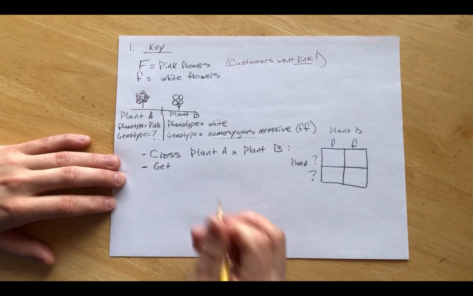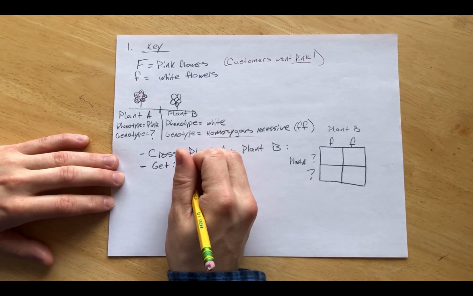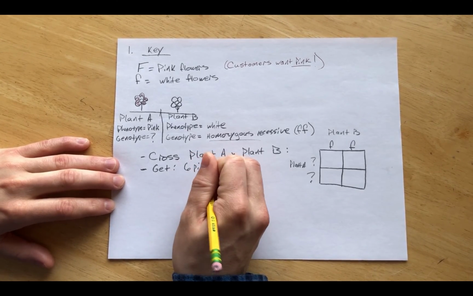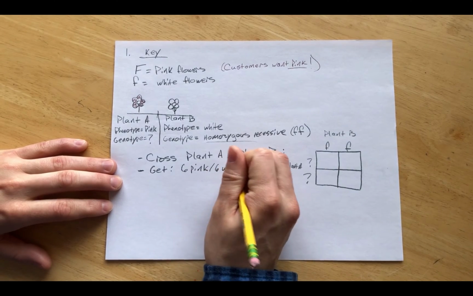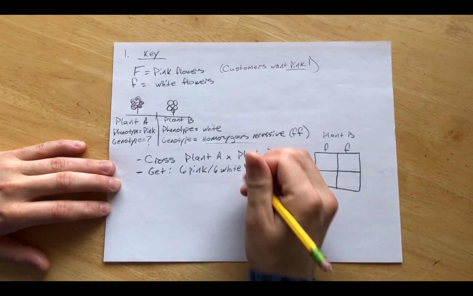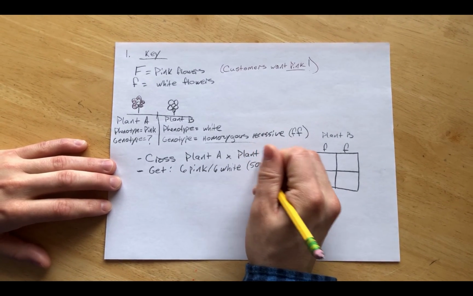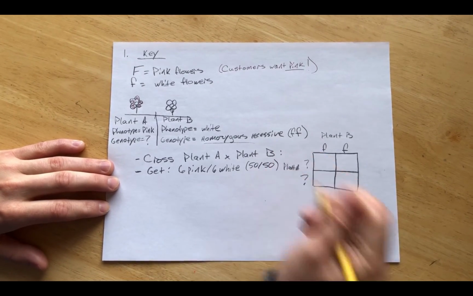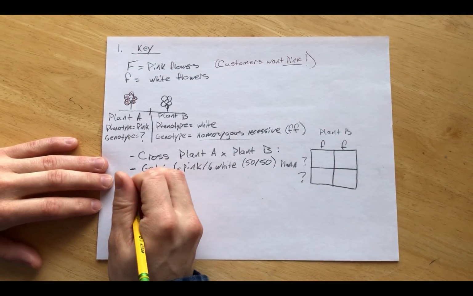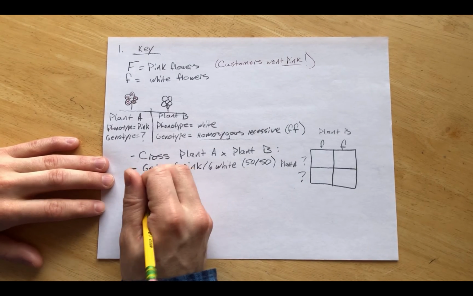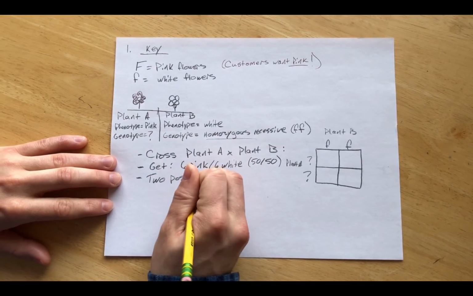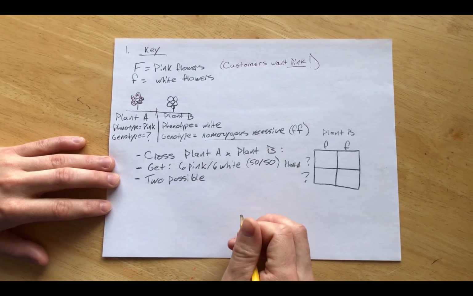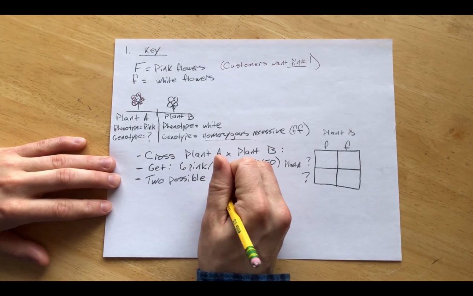However, the problem, if you go back and look at it, does tell us that after crossing plant A with plant B, you get 6 pink plants and 6 white plants in the next generation. So that's a 50-50 mix. 50% pink, 50% white. That's super important, and we're going to come back to that in a minute. For now, we're going to write it down, and we're going to continue with what we know.